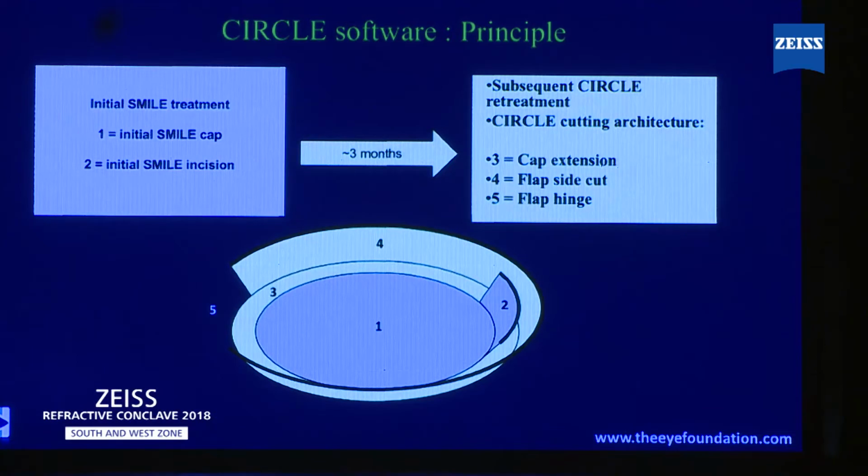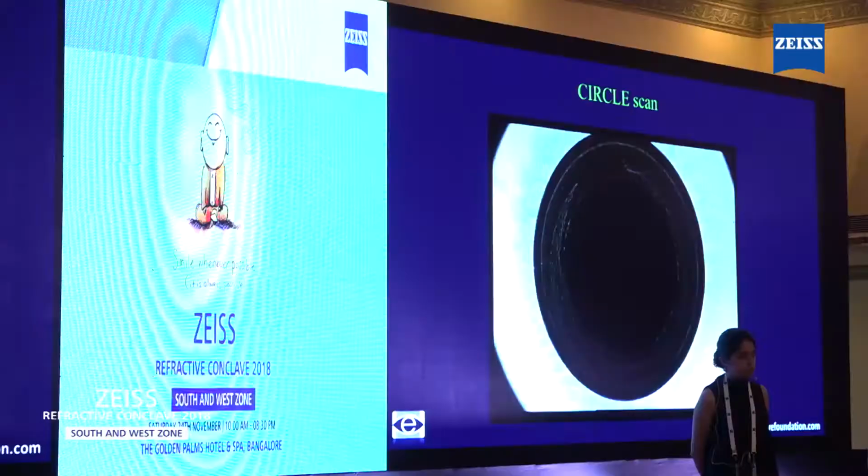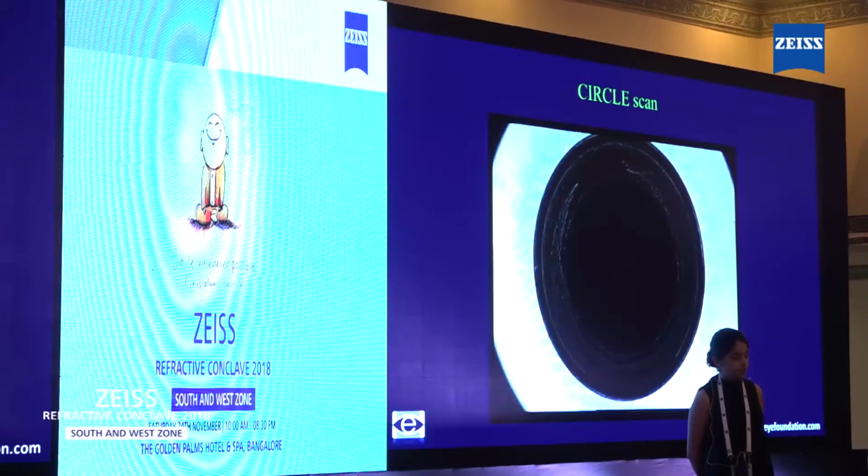Now we're all aware of the principle of the Circle software. It helps to convert the cap in SMILE into a flap, which then helps to offer a subsequent retreatment. So this is a small video which demonstrates the Circle scan. The femtolaser delivery begins from the cap and subsequent energy delivery peripherally converts it into a flap. This is then followed by the junction cut and the flap side cut.